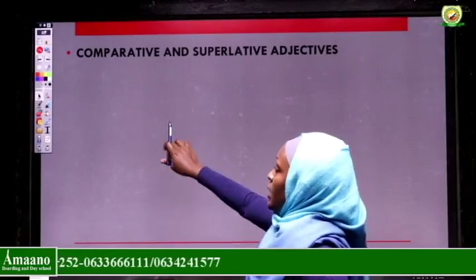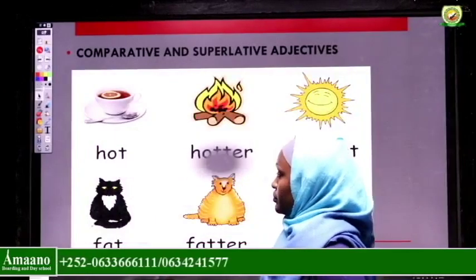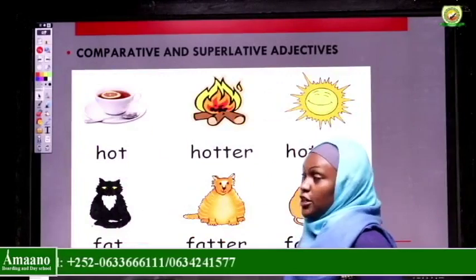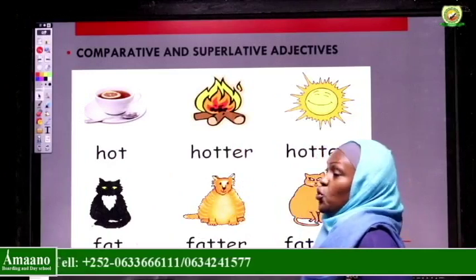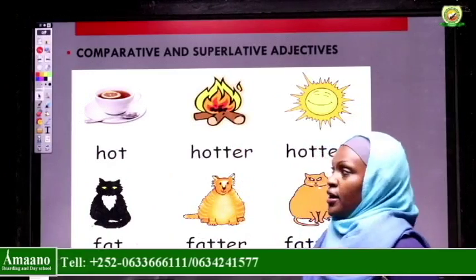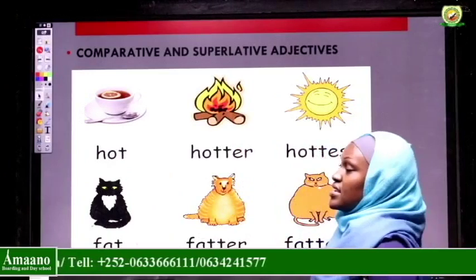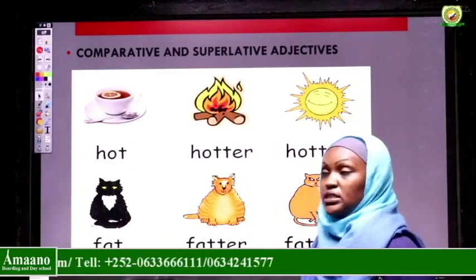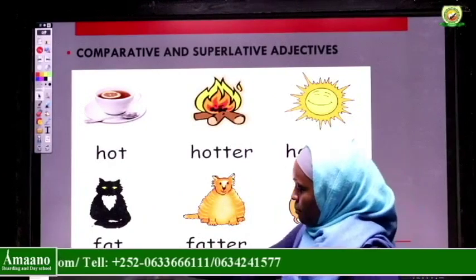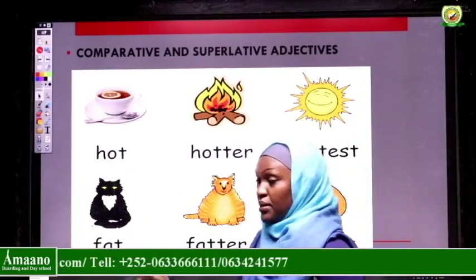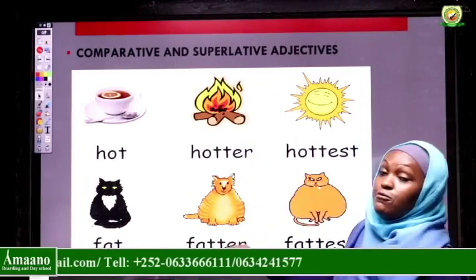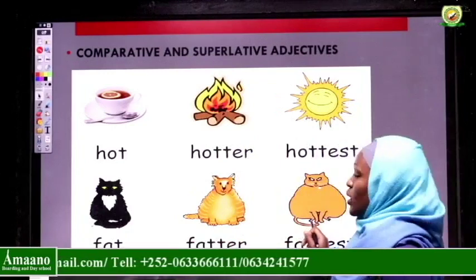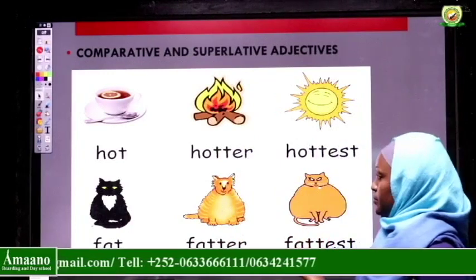Now, let's look at this picture here. I have a cup of tea, which is hot. I have fire, which is hotter. Then I have the sun, which is the hottest. I have the black cat. The black cat is fat, but the middle one is fatter. Then the last one is the fattest.